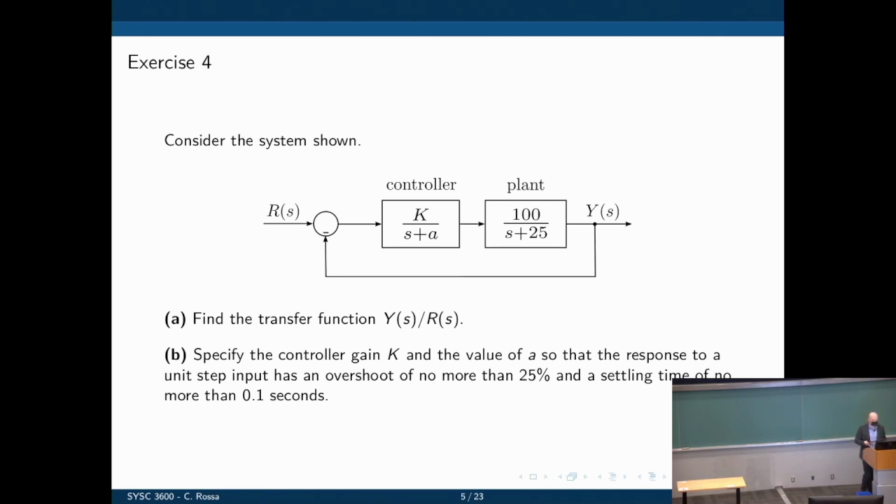value of a so that the response to a unit step input has an overshoot of no more than 25% and a settling time of no more than 0.1 seconds. So we have two variables and you're given two design constraints, settling time and percent overshoot. So with that, we should be able to solve for a and k.